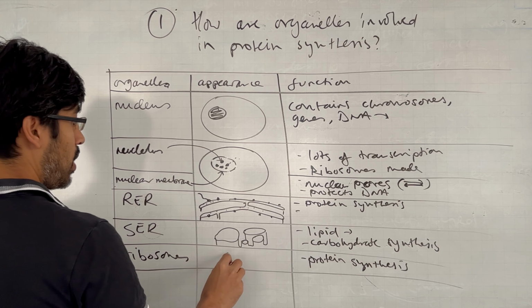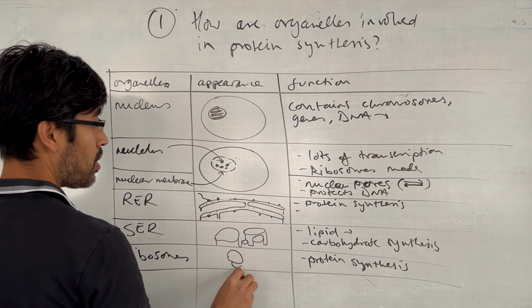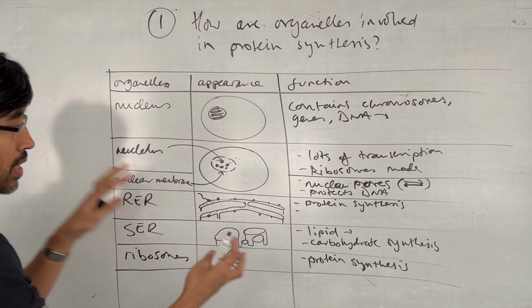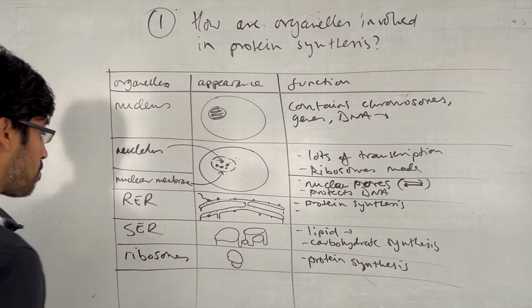Okay, and they kind of have like a hamburger structure. They've got a big portion and a small subunit, and they attach together to make the complete ribosome.